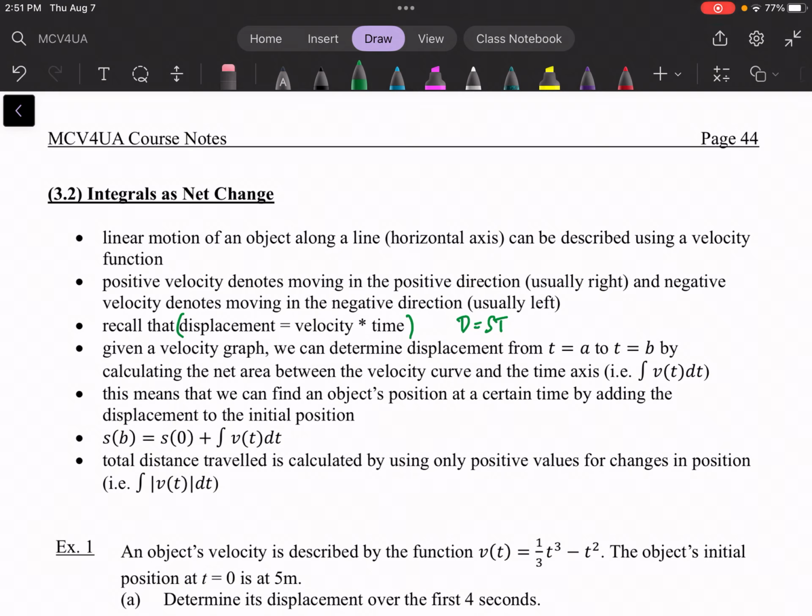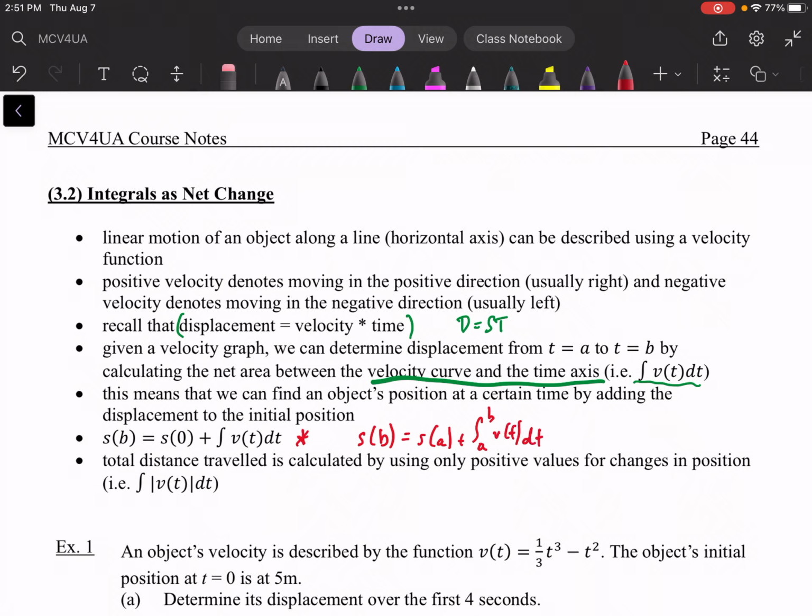Given a velocity graph, we can determine displacement from t equals a to t equals b by calculating the net area between the velocity curve and the time axis. In other words, we're calculating the integral of v of t dt. This means we can find the object's position at a certain time by adding the displacement to the initial position, giving this formula: s at b is given by s at a plus the integral from a to b of v of t dt.